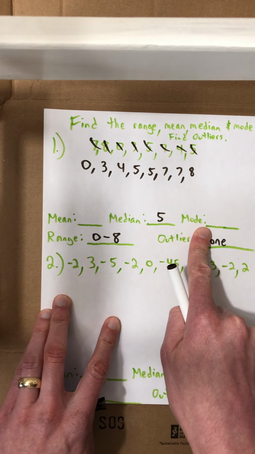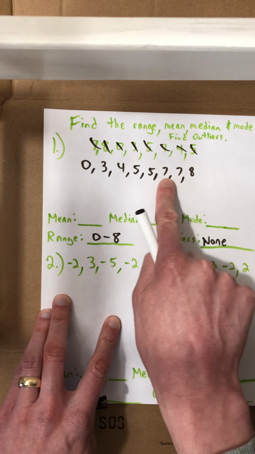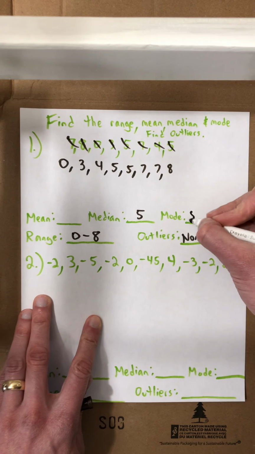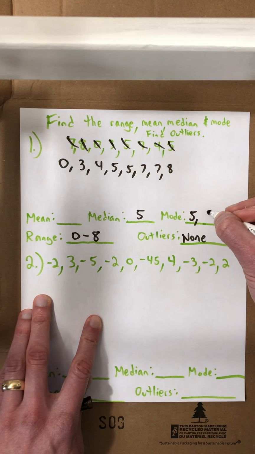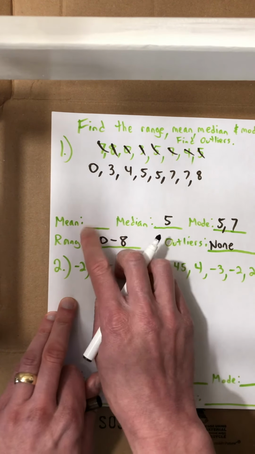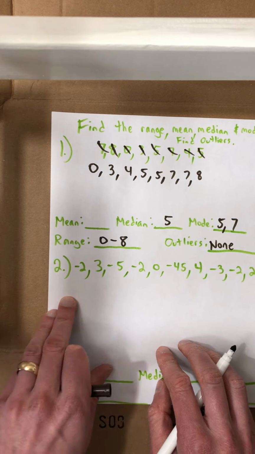Is there a mode? Is there a number that appears more than once? 7 appears 2 times, 5 appears 2 times. That's a tie between these two. So there's a mode of 5 and a mode of 7, because mode is the most often appearing. And that leaves mean, which is the meanest one because it is the most work.